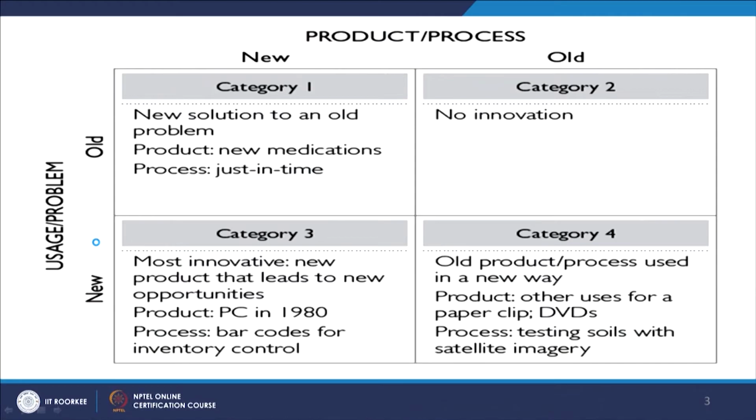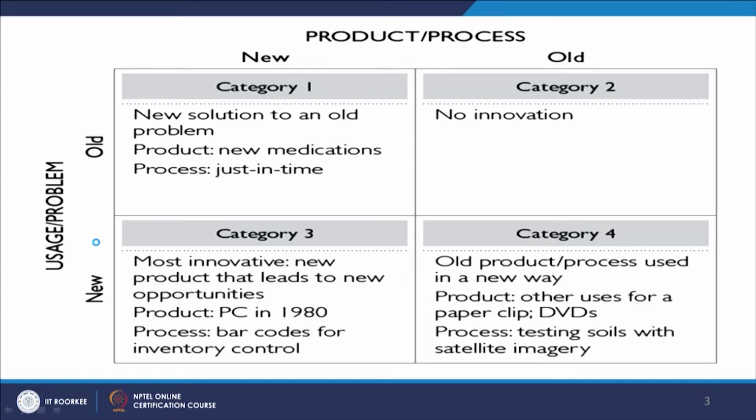So we have to look at products, processes, material and services with a similar perspective, but the dimensions say that, for example, usage and problem can be differentiated into new as well as old, and product and processes can also be differentiated into new and old, and then we find that 4 different categories evolve. Now look at, for example, a product that is new, and the problem it solves or usage is old. Then it comes in category 1, wherein there is a new solution to an old problem. This is the first category we are addressing here.